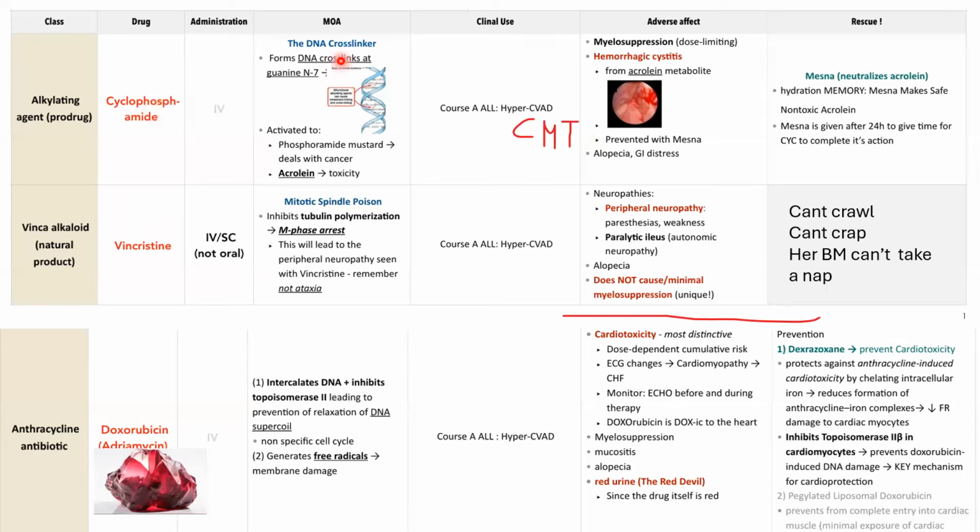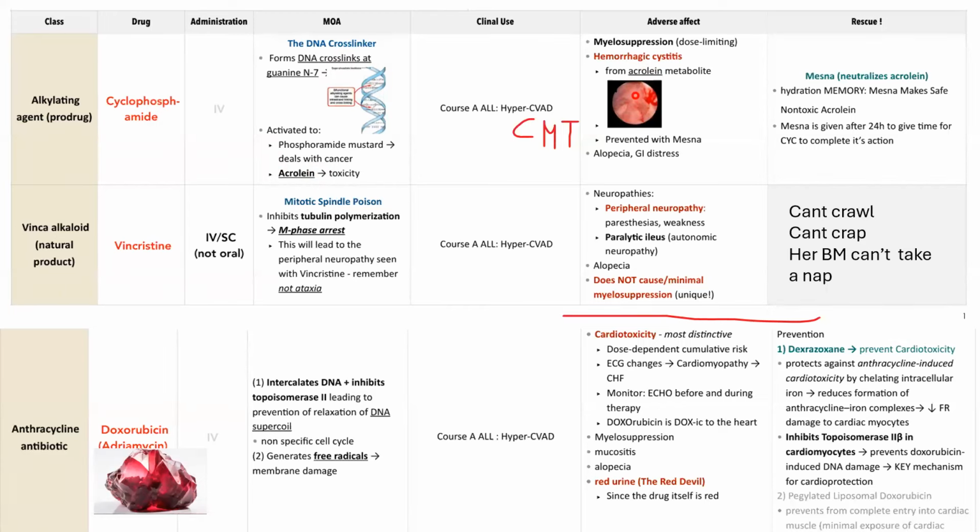How does it do that? Because it's an alkylating agent. Now, the byproduct of the cyclophosphamide is acrolein. Acrolein is very toxic to the bladder, so it leads to hemorrhagic cystitis. So if they give you a question, this is very high yield, definitely going to be asked about this. Most adverse side effect of cyclophosphamide: hemorrhagic cystitis.